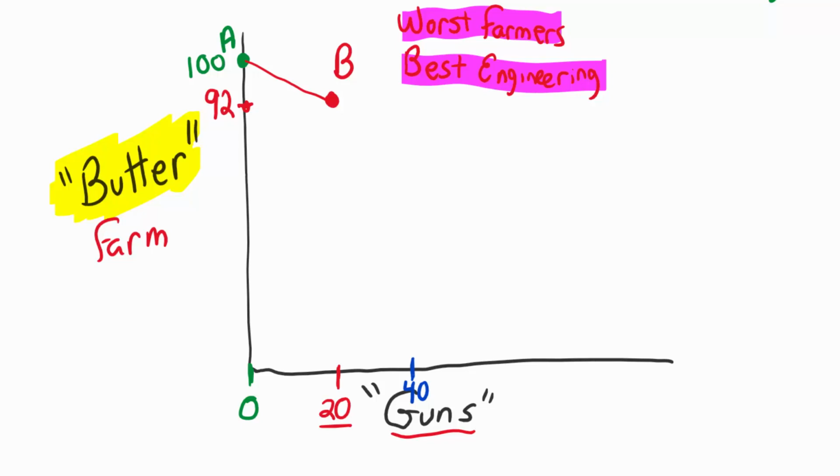And these additional people we're going to send, they're not really the worst farmers and they're not really the best engineers anymore. We're going to have to send more people who are better at making butter and who are worse at making guns. So what would we expect to happen when we move to point C? Well, we would expect that we're probably going to have to give up more than 8 butter to get another 20 guns. And so we would expect this next point to represent a little bit steeper decline in butter to get those additional guns. You see the logic here?